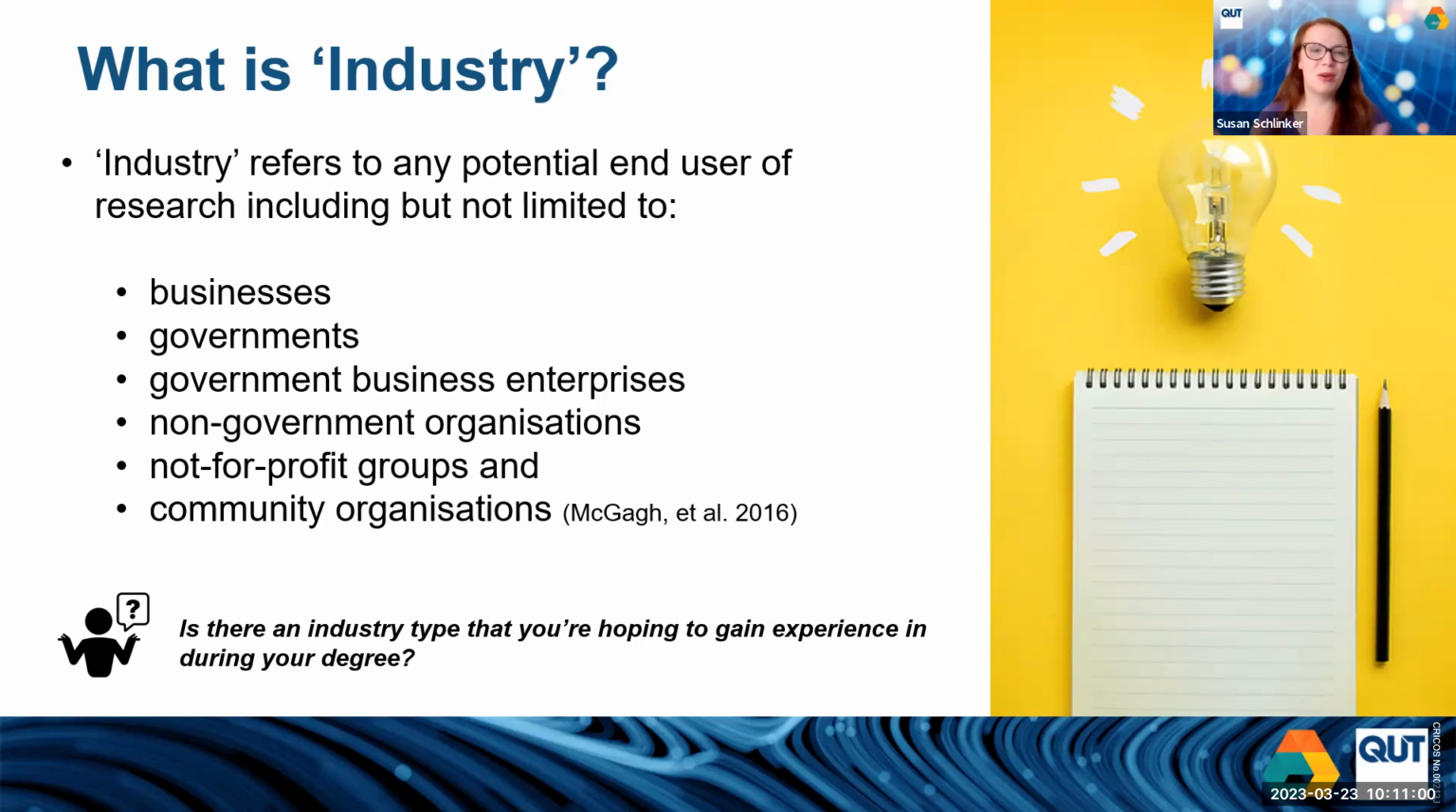Okay, so let's start with the big question. What is industry? And sometimes I've had HDR students say to me, Susan, I'm not interested in advanced manufacturing. And I'm like, okay, that's really good for me to know that that's how you interpret industry. But industry is a lot broader than that. And it actually refers to any potential end user of research that's not limited to, but includes businesses, governments, government business enterprises, non-government organizations, not-for-profit groups, community organizations, and also social enterprises. So industry is so broad, any potential end user of research.